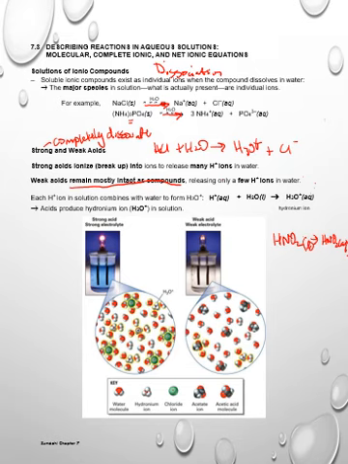You'll notice I have no hydrochloric acid molecules together. They're always separated. Whereas if I come over here for acetic acid, that's vinegar, it is a weak electrolyte. So you can see I have a very small current that's produced. So I have a very weak flicker of the light bulb.